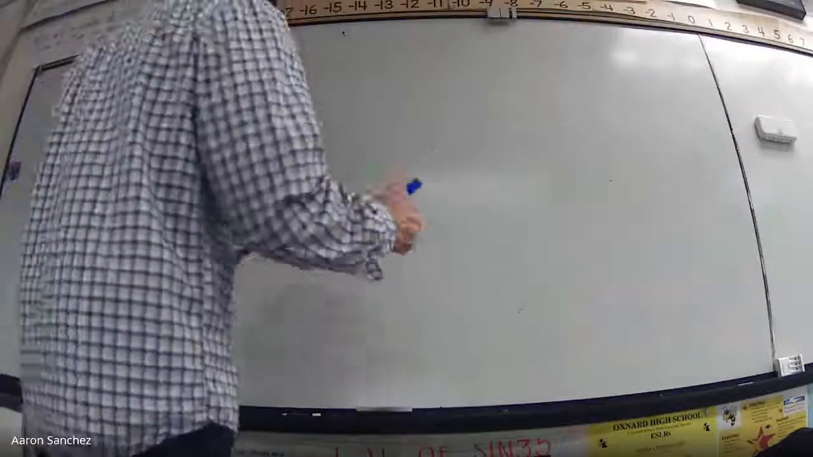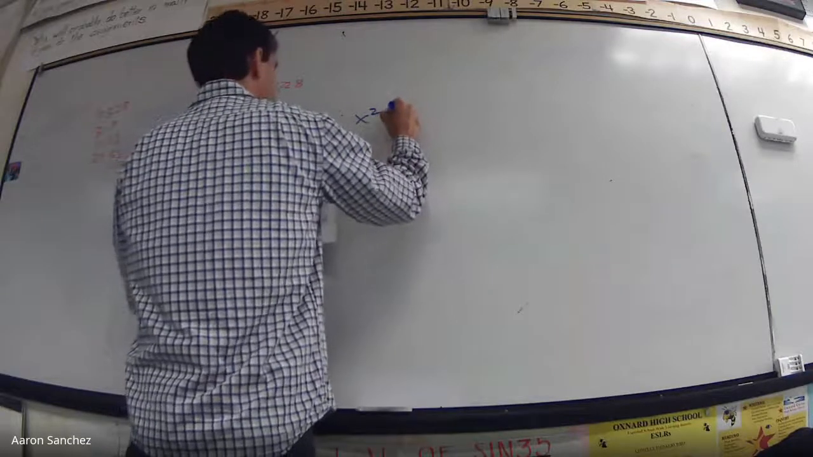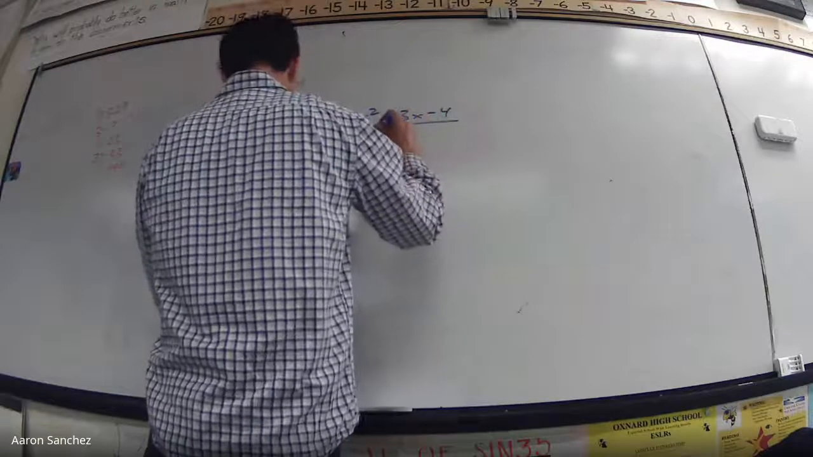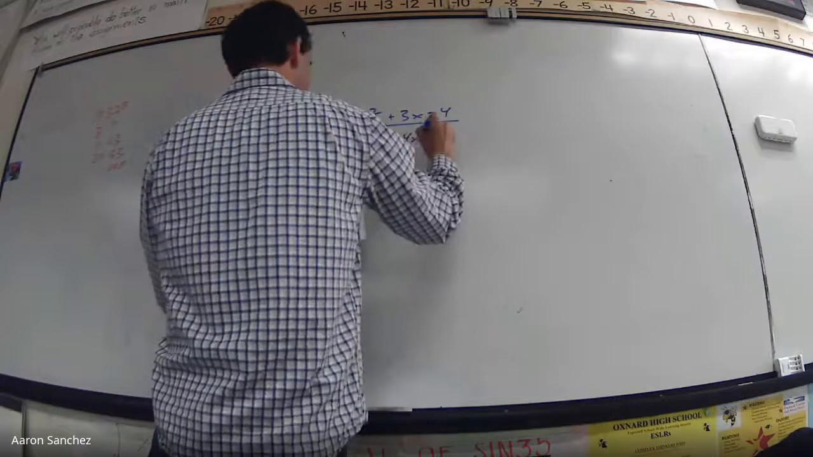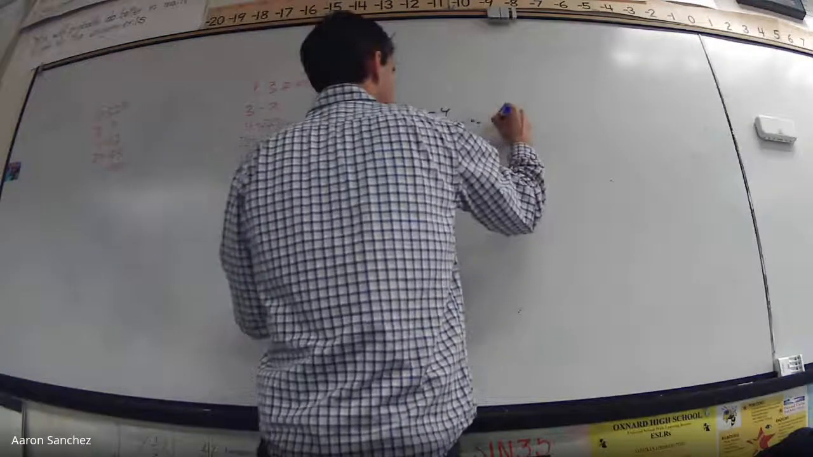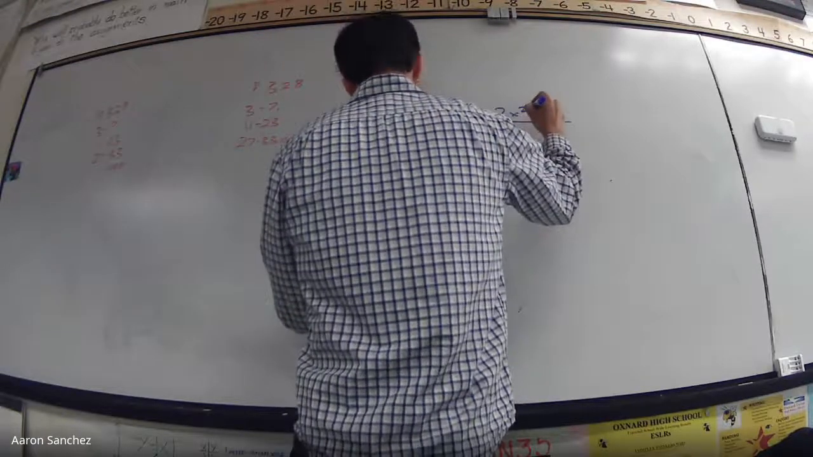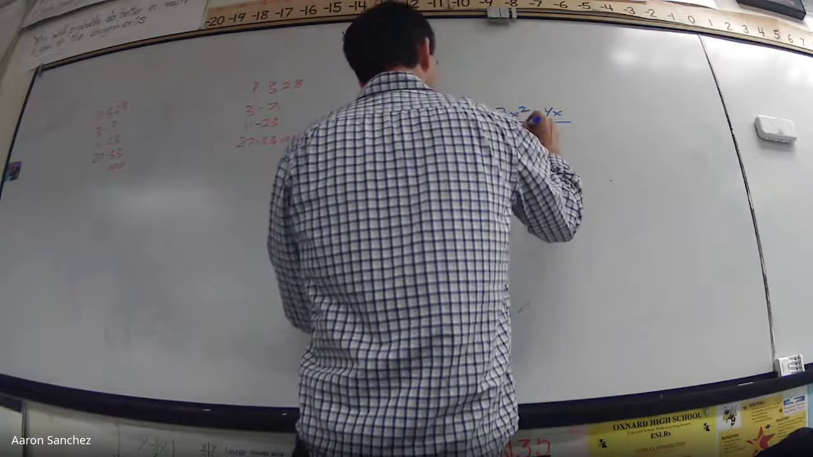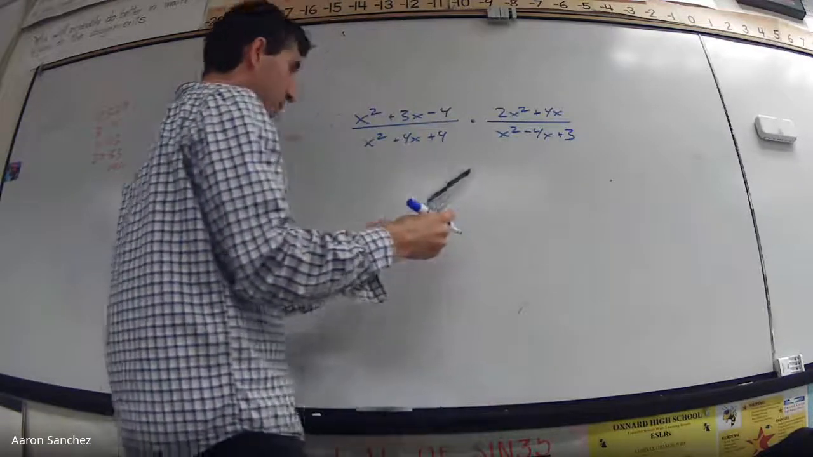Where am I at? 17. Okay, so this is going to take a lot to write down, so you guys write it down. 17 is x squared plus 3x minus 4 over x squared plus 4x plus 4 times 2x squared plus 4x all over x squared minus 4x plus 3. I think I wrote all that right.